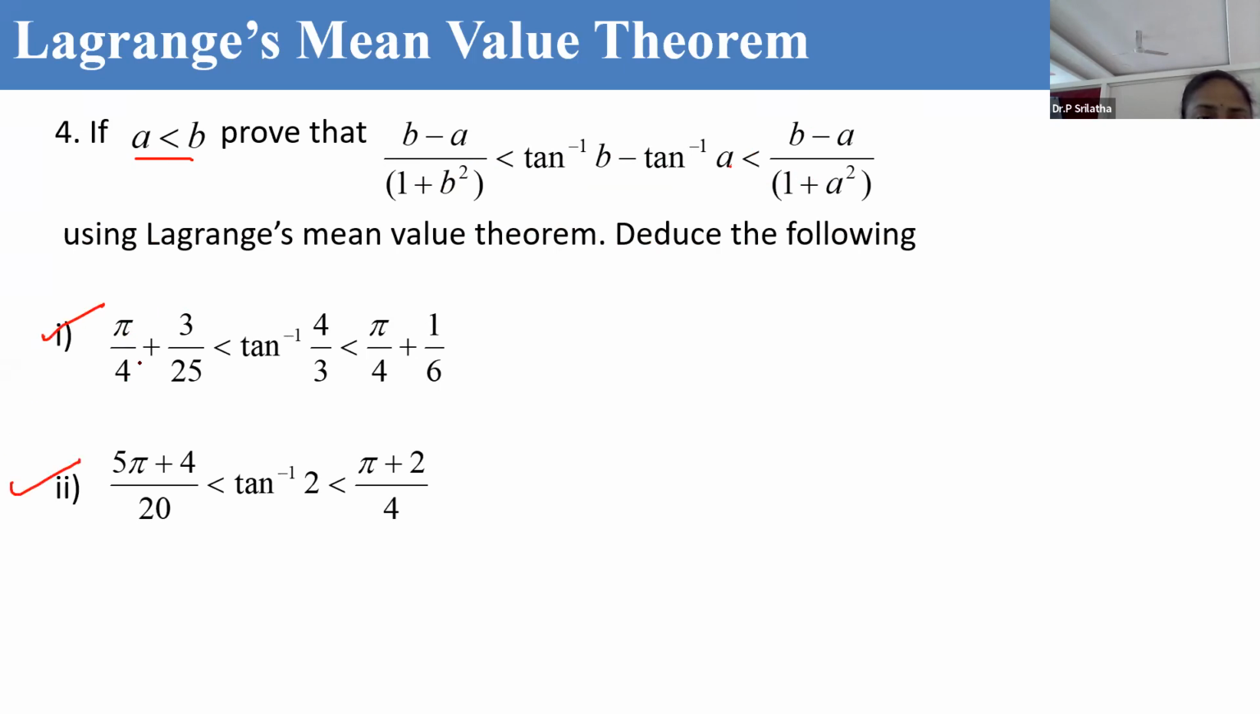So pi by 4 plus 3 by 25 is less than tan inverse 4 by 3, which is less than pi by 4 plus 1 by 6. And the next question is pi by 4 plus 1 by 2 less than tan inverse of 2 less than pi by 2 plus ... Okay, so this is our question. So up to here already we have done, right?